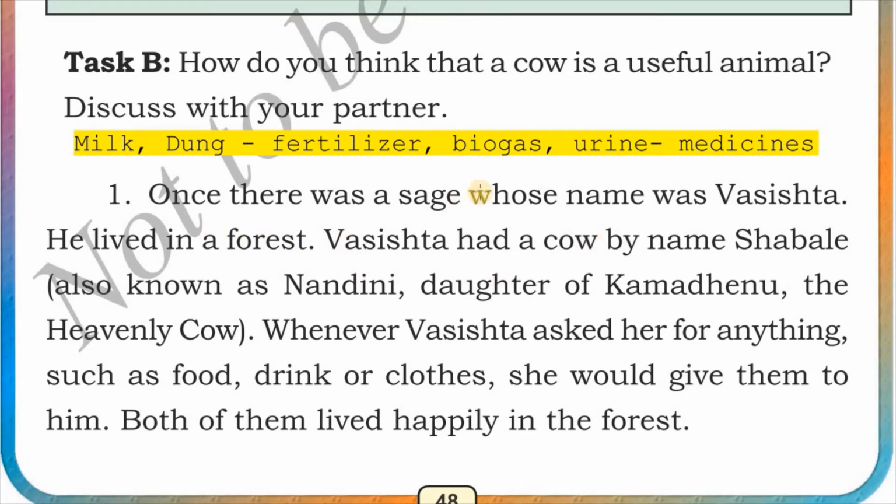Once there was a sage whose name was Vasishta. He lived in a forest. Vasishta had a cow by name Shabale. Shabale is also known as Nandini, daughter of Kamadhenu, the heavenly cow. If you have heard stories about Kamadhenu, she is the heavenly cow who is said to have the ability to grant you whatever you wish for. Kamadhenu's calf or daughter is Nandini and Nandini's other name is Shabale.